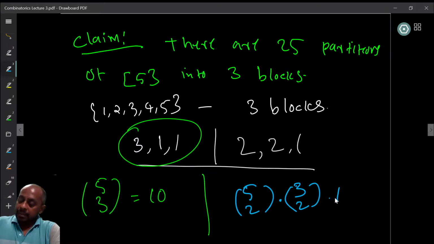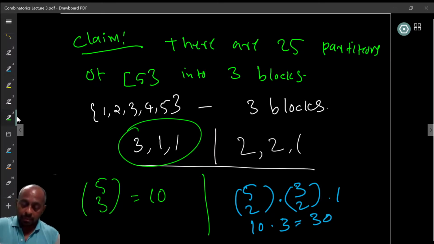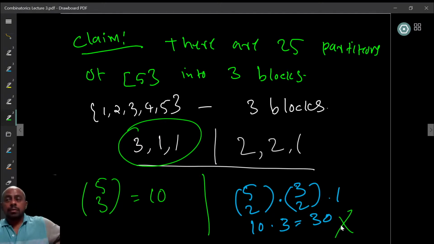But there is a problem. If you use the product rule here, 5 choose 2 and 3 choose 2, then 5 choose 2 is 10 and 3 choose 2 is 3, which gives 30. But I claim that this is wrong. Why is this wrong? This is wrong because when we were doing the counting, we did some overcounting. Can you think of why there is some overcounting?